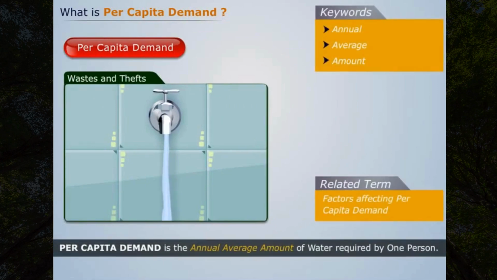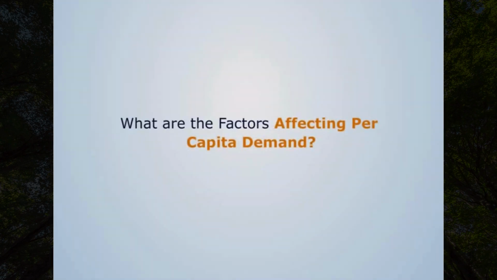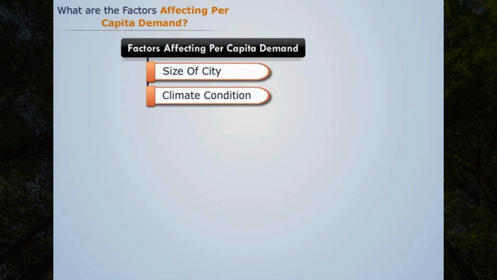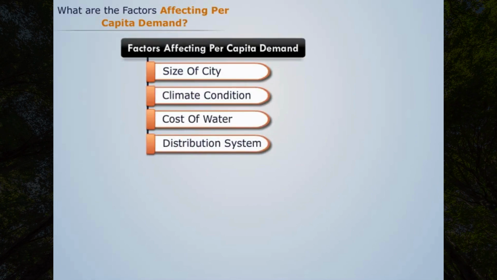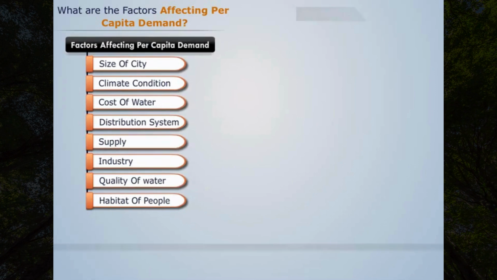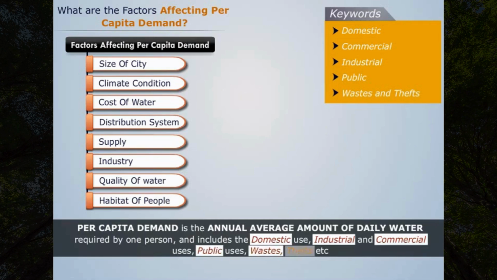Related terms are: what are the factors affecting per capita demand? Factors affecting per capita demand are size of the city, climate condition, cost of water, distribution system, supply, industry, quality of water, habits of people. Per capita demand is the annual average amount of daily water required by one person and includes the domestic use, industrial and commercial uses, public uses, wastes, thefts, etc.